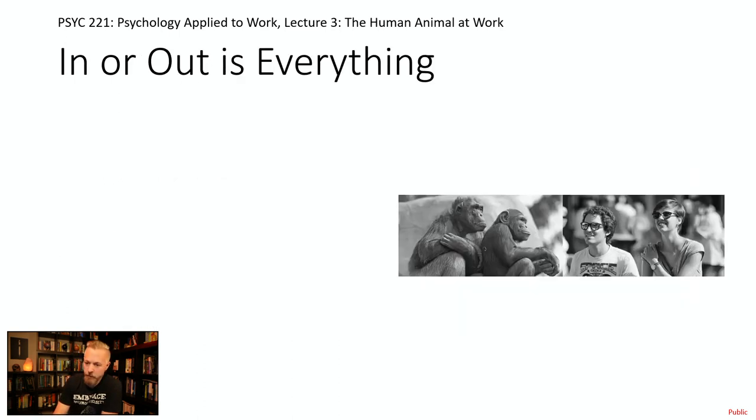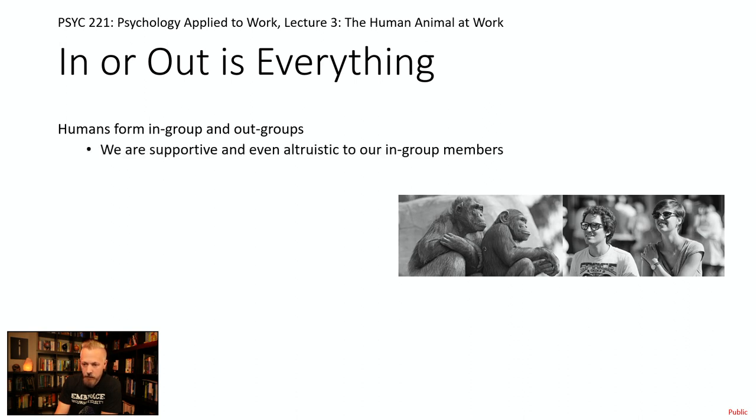Okay, some other stuff about us humans: in-groups and out-groups. We form in-groups, obviously; we're social. But we also form out-groups, and we tend to be really altruistic and supportive to our in-group members, and we can be absolutely awful to our out-groups. Not universally, and part of the story of the success of humans is our ability to abstract what we mean by the in-group. It doesn't have to be just our baboon troop or our chimp troop. By cultural creations, we're able to shift our identity to much more than the familial groups that we grew up in.